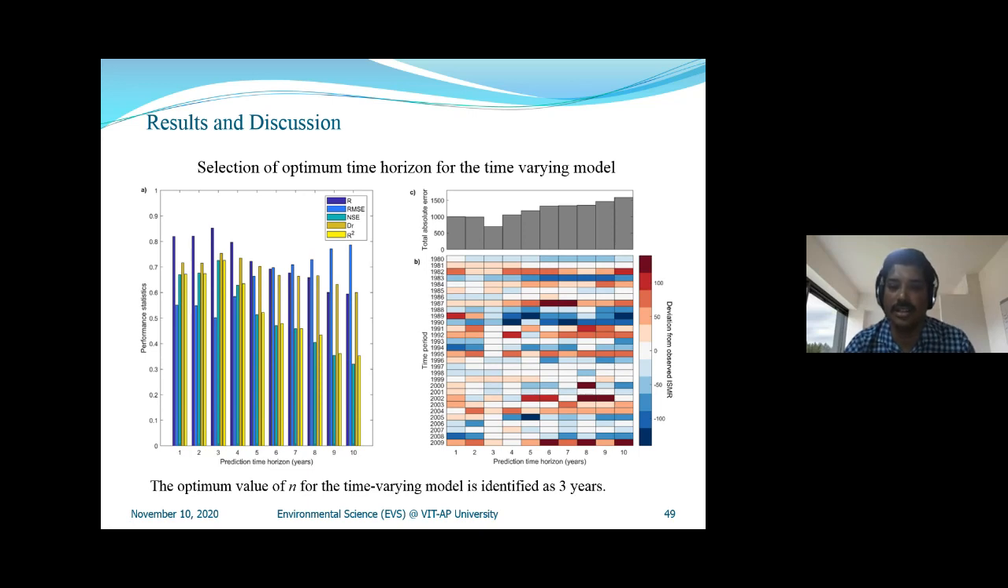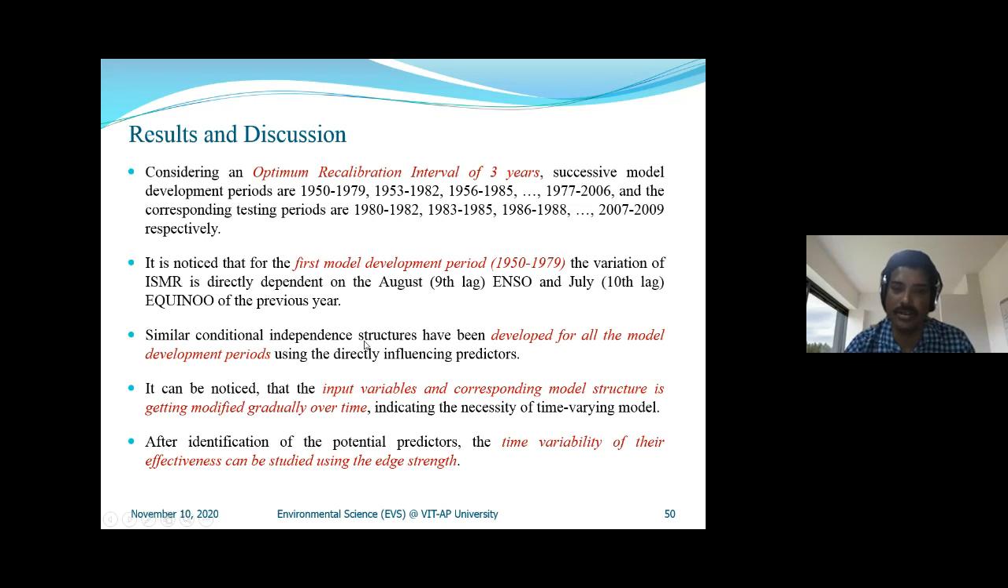So I have taken the Indian summer monsoon rainfall as an example, and it has been shown that 3 years is the interval: once I establish a relationship, after each 3 years I have to relook at it and see whether there is any change or not. Otherwise, the model's performance will gradually deteriorate. So every 3 years is what we call the optimum recalibration interval (ORI).